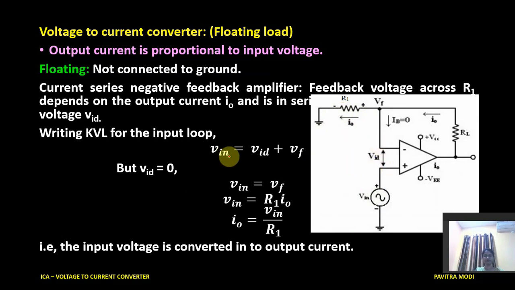because of virtual short. Therefore simply we can write Vin equal to Vf, and Vin equal to Vf is nothing but I naught into R1. Therefore I naught can be simply written as Vin by R1. Therefore the output current is proportional to the applied input voltage. Therefore this circuit behaves as a voltage to current converter.